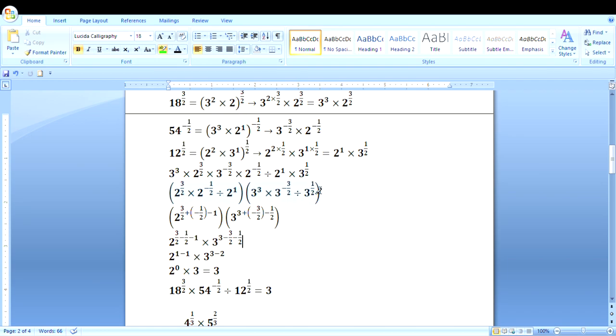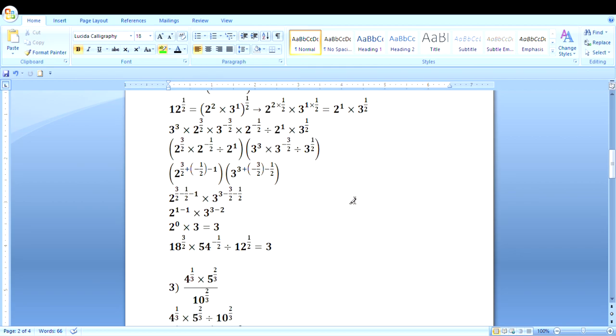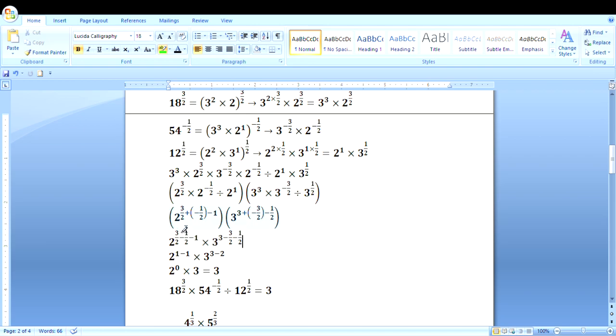On the other bracket, the base containing 3, this is 3 raised to power 3 times 3 raised to power minus 3 over 2, divided by 3 raised to power half, as we can see here. Now let's do the necessary operation. Since the bases are the same for 2, this becomes 2 raised to power 3 over 2. Multiplication here is plus, but we're having a minus here. That's why we open this bracket.